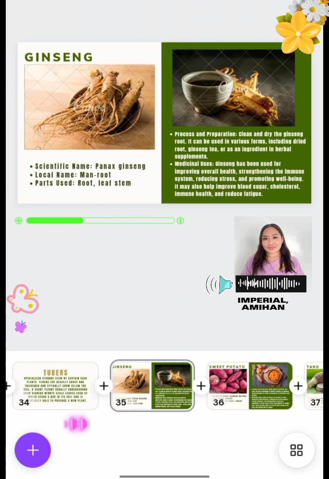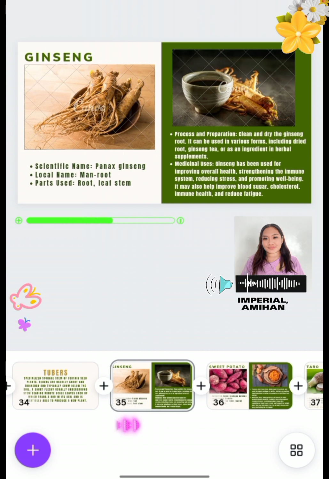First example of tubers is ginseng. Scientific name is Panax ginseng. Parts used: root, leaf, and stem. Process and preparation: clean and dry the ginseng root. It can be used in various forms including dried root, ginseng tea, or as an ingredient in herbal supplements.